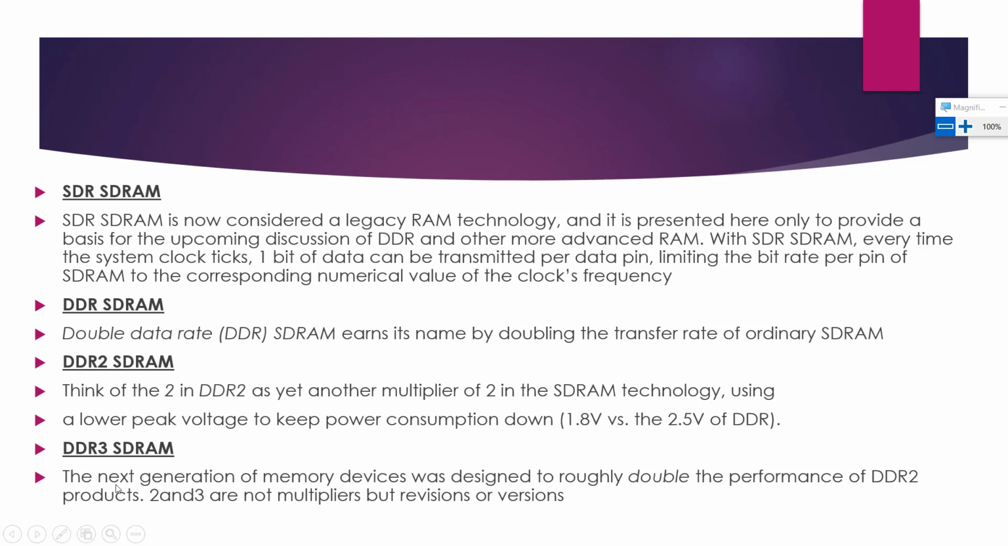Here, DDR3 SDRAM, the next generation of memory devices, was designed to roughly double the performance of DDR2. So DDR2 and DDR3 are not multipliers but versions, revisions of that. It's not like you double the speed when it is 2. We just revised it, named it a new version, and added some more features, right? Hence DDR3.